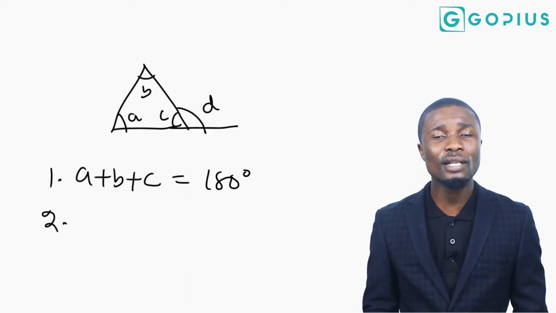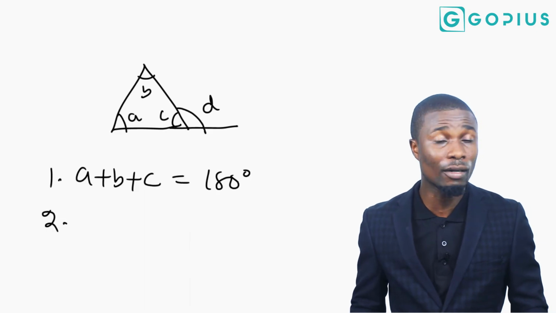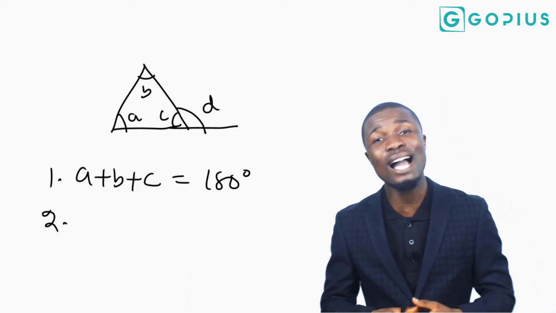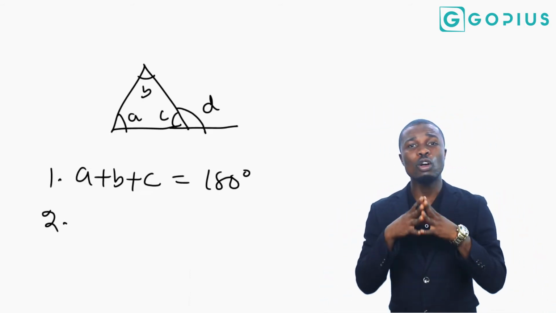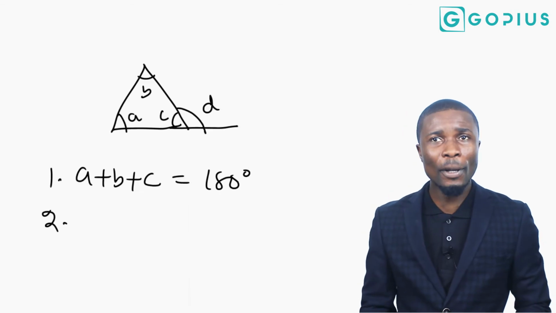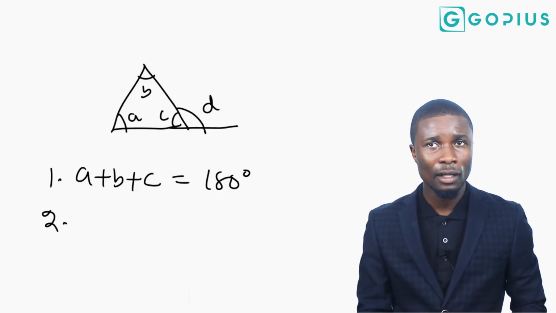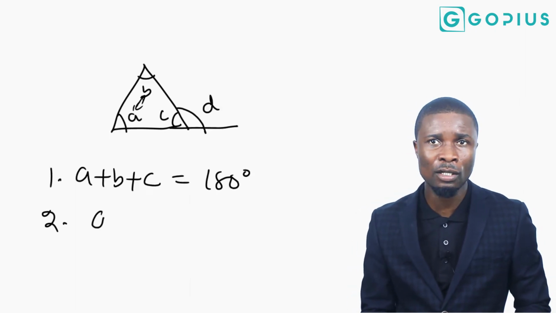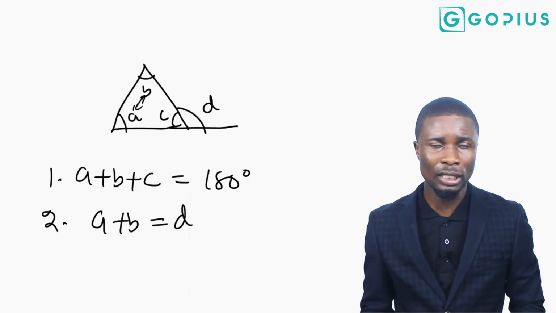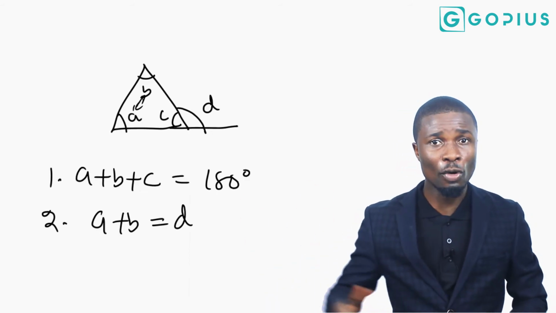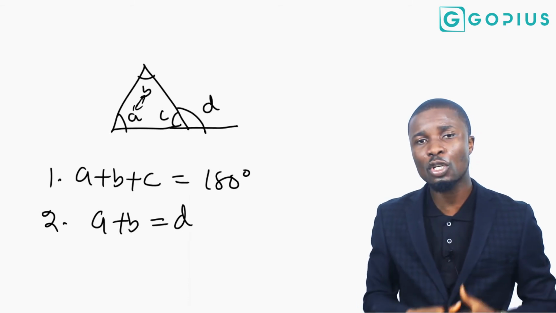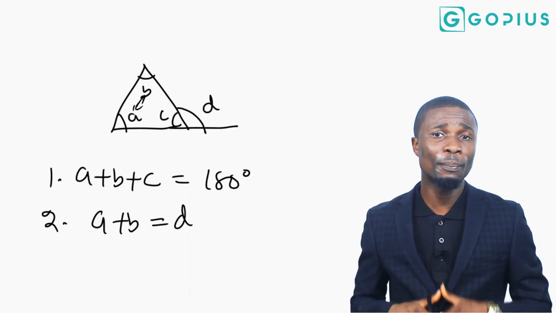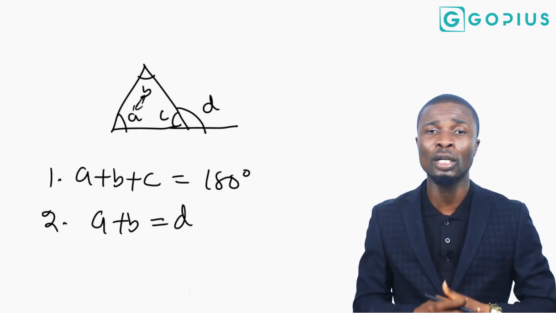And the second theorem is saying that the sum of the two opposite interior angles is always equal to the exterior angle. The opposite interior angles here are B and A. That's A, B, they are opposite each other, and their sum will always give you the exterior angle. So that means A plus B is equal to D. That's what the theorem is saying. D is the exterior angle. These are the two most important triangle theorems that we have in geometry, and we'll be using them to evaluate some exercises.